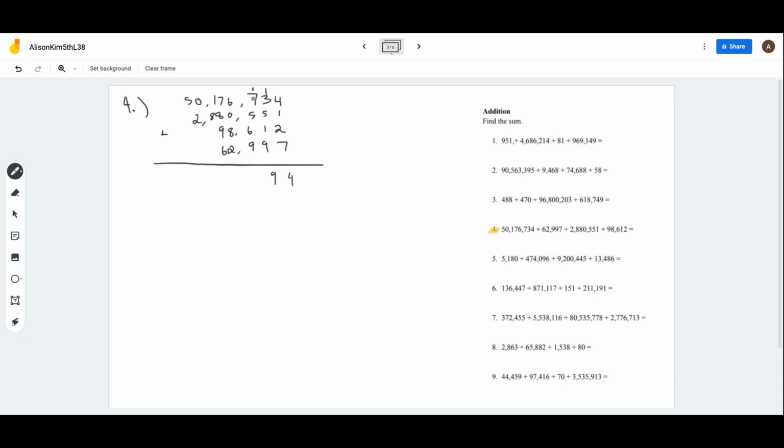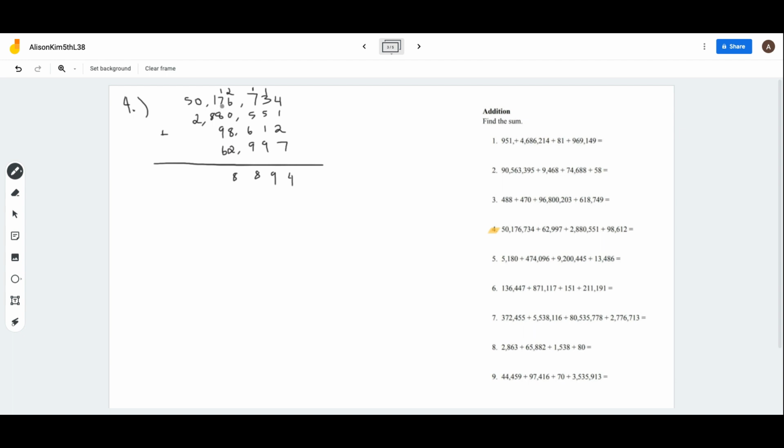1 plus 7 is 8. 8 plus 5 is 13. 13 plus 6 is 19. And 19 plus 9 is 28. So bring up the 2 and leave the 8 down there. So 2 plus 6 is 8. 8 plus 8 is 16. 16 plus 2 is 18. So we'll bring down the 8, bring up the 1.